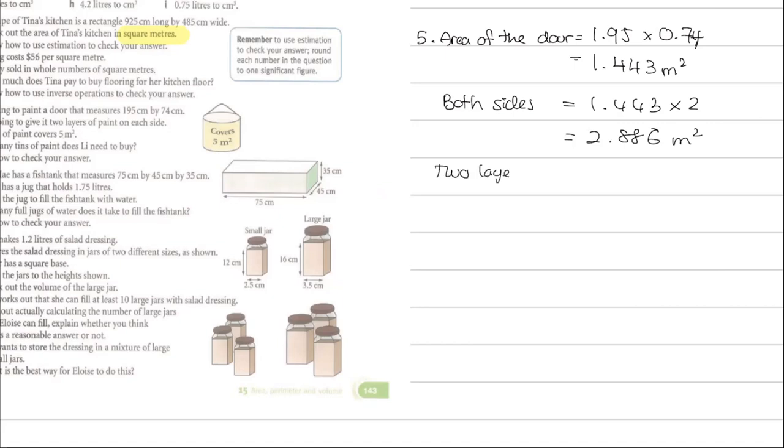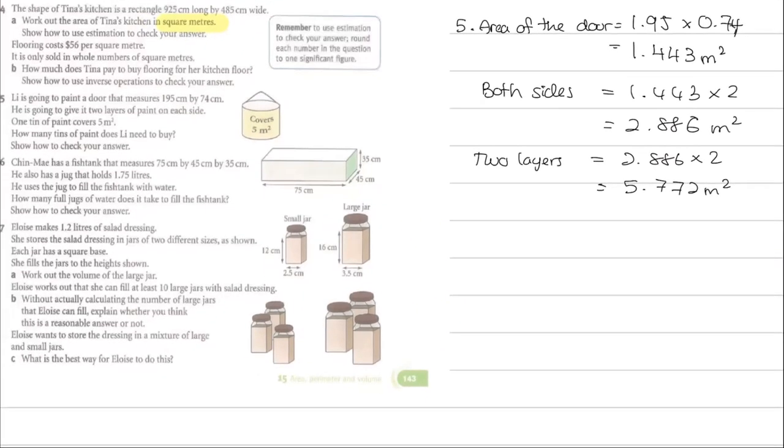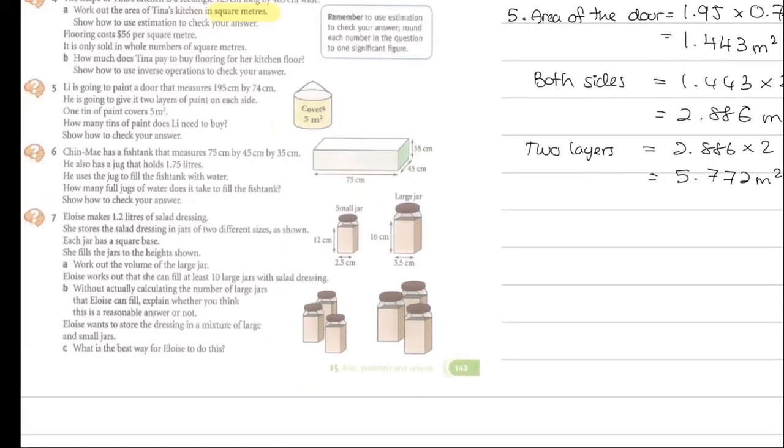Two layers means two coatings, so we just need to take 2.886 times 2 again, which is 5.772 square meters. Now, this is how much I need. So it says 1 tin of paint covers 5 square meters. So generally, Lee would need 2 tins.